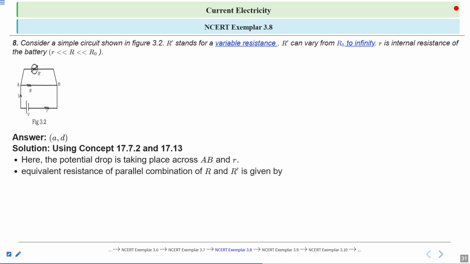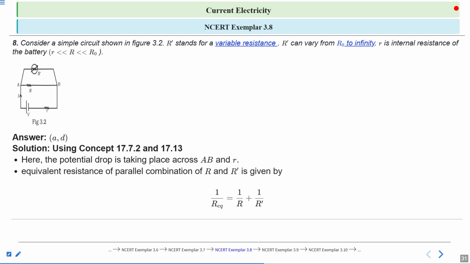The equivalent resistance of the parallel combination of R and R dash is given by, since they are in parallel, 1 by R equivalent equals 1 by R plus 1 by R dash. We know that the equivalent resistance of a parallel combination is always less than the least resistance.